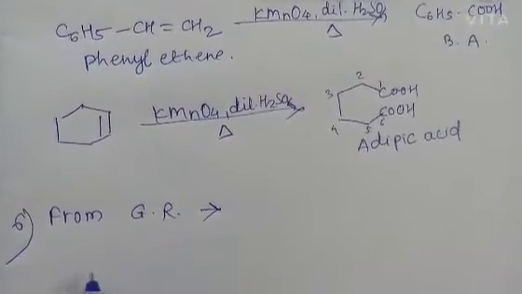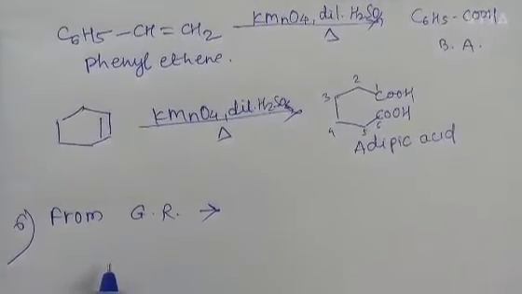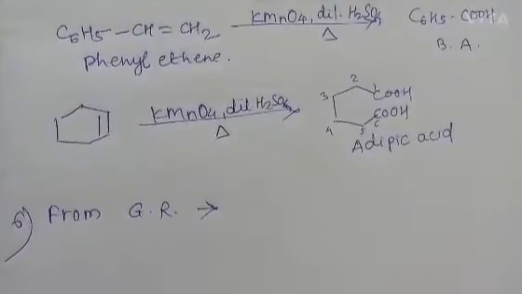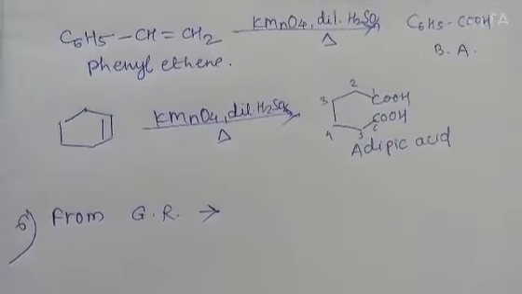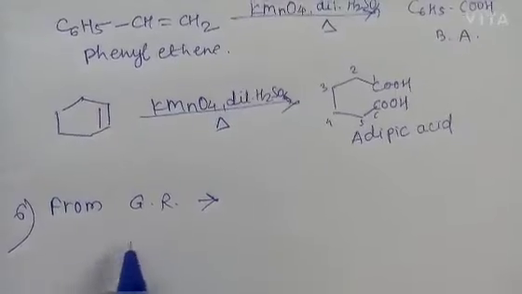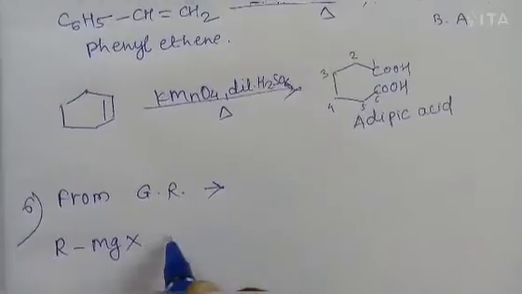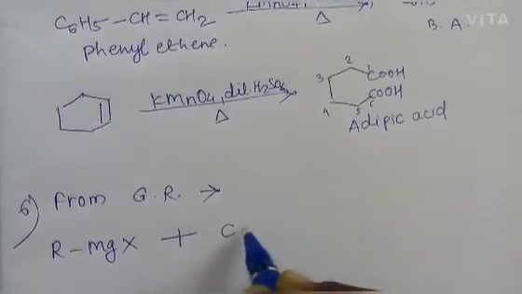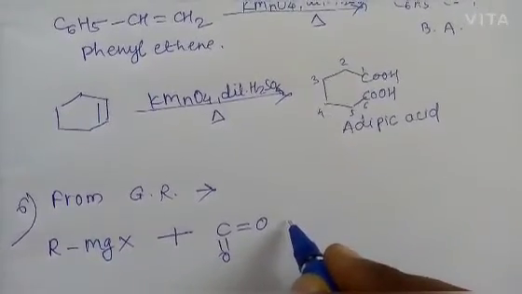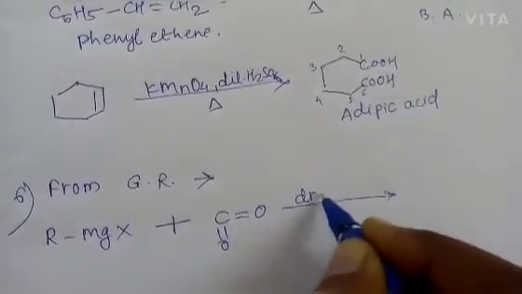When the Grignard reagent in presence of dry ether is added to solid carbon dioxide, which is also called dry ice, it gives a complex which on acid hydrolysis gives the corresponding carboxylic acid. Now what is the formula of Grignard reagent? RMgX. It reacts with dry ice, that is solid carbon dioxide, in presence of dry ether as a solvent.